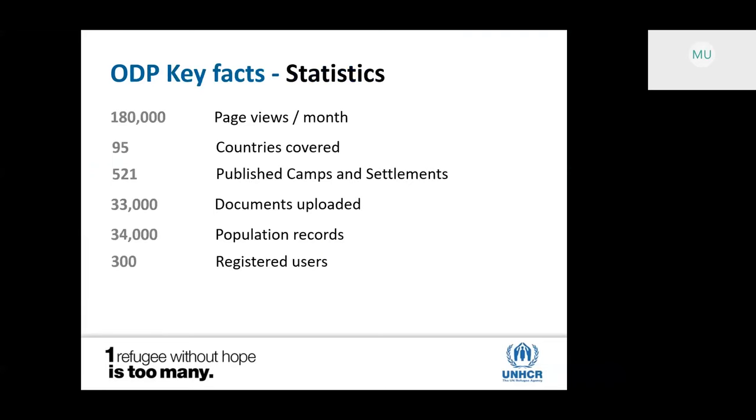A few key facts about the current ODP. We have around 180,000 page views per month throughout the portal. We have around 95 countries covered between situation views and the standalone country pages that are present on the portal. We have around 500 published camps and settlements, which is tied to around 33,000 documents uploaded globally. The number of population records that is entirely updated and uploaded by our field colleagues number 34,000, and this is basically done by 300 registered users.